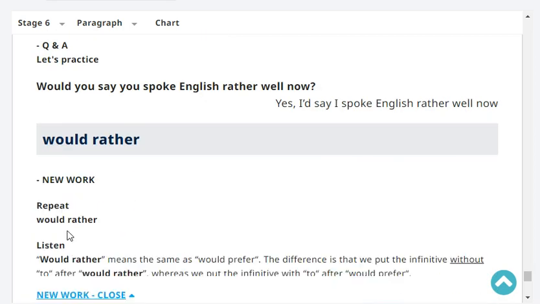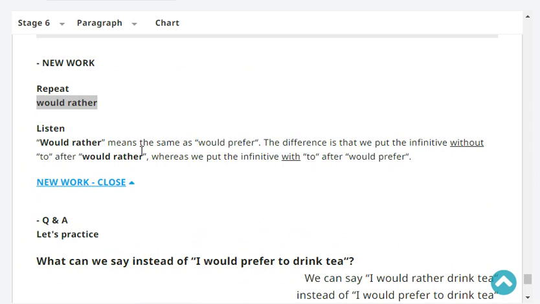Next, would rather. Very good. Okay, listen. Would rather means the same as would prefer. The difference is that we put the infinitive without to after would rather, whereas we put the infinitive with to after would prefer.